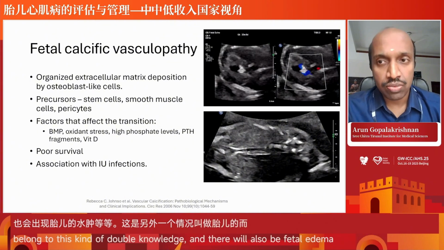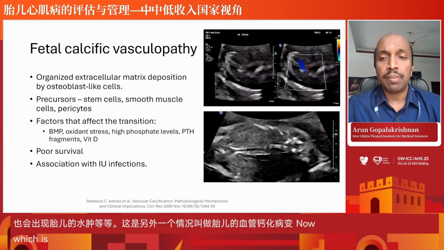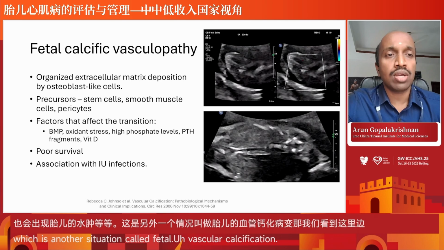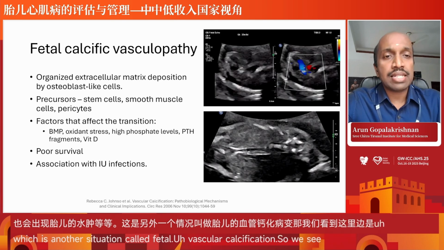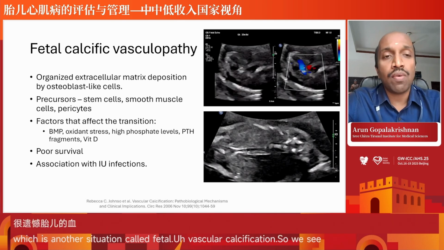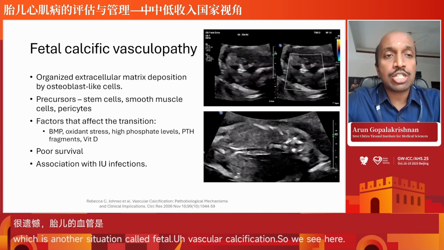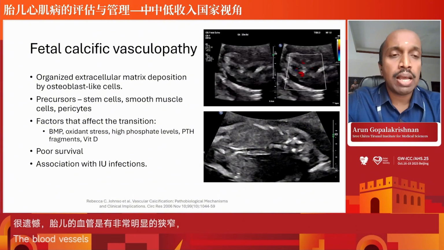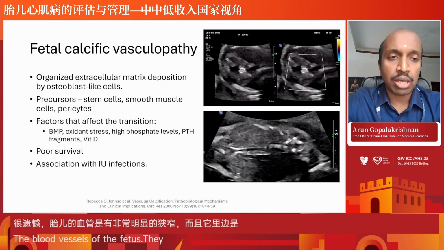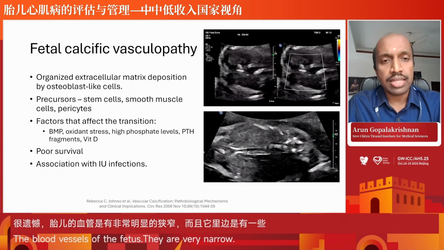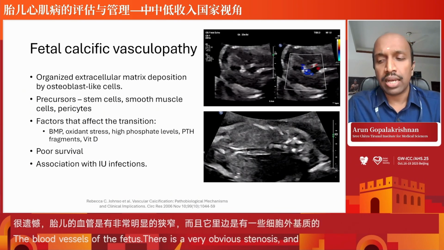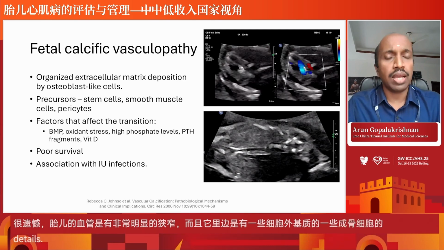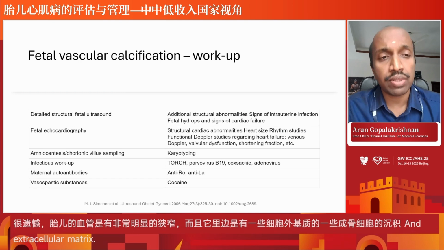This is one of the cases that we saw as well, where unfortunately the baby's blood vessels have extensive calcium deposits. This is because some of the precursors, stem cells and smooth muscle cells, over a period of time undergo transition into osteoblast-like cells, and there are certain factors that affect the transition, like vitamin D, parathormone fragments, bone morphogenetic protein. These are associated with poor survival, and on occasion it has been reported to be associated with intrauterine infections as well. And again, these babies are worked up with fetal echocardiography.